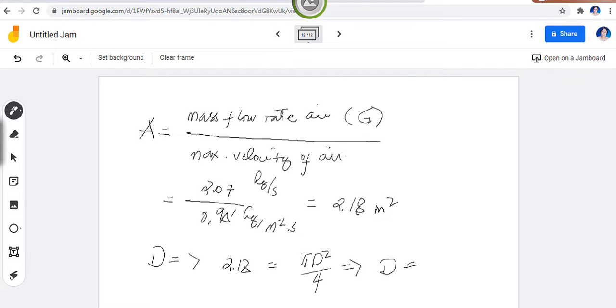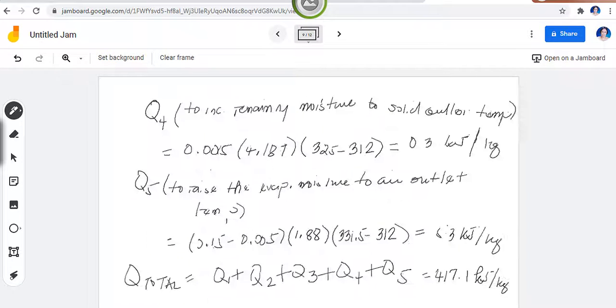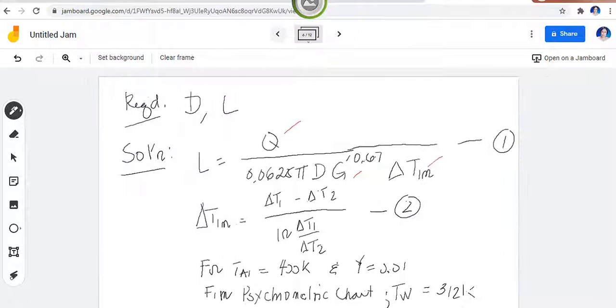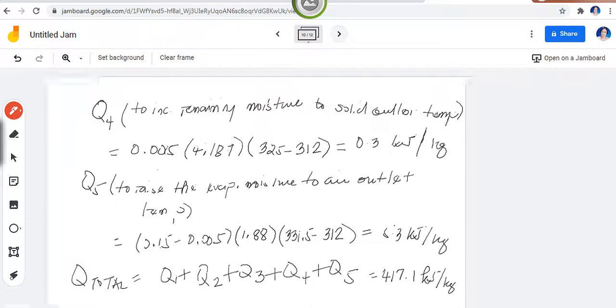So the d in this case will be 1.67 meters. Okay, 1.67 meters. Then we have everything already. The diameter, so the diameter here, this one. So everything, you just substitute in here all the given and you will be getting the L.